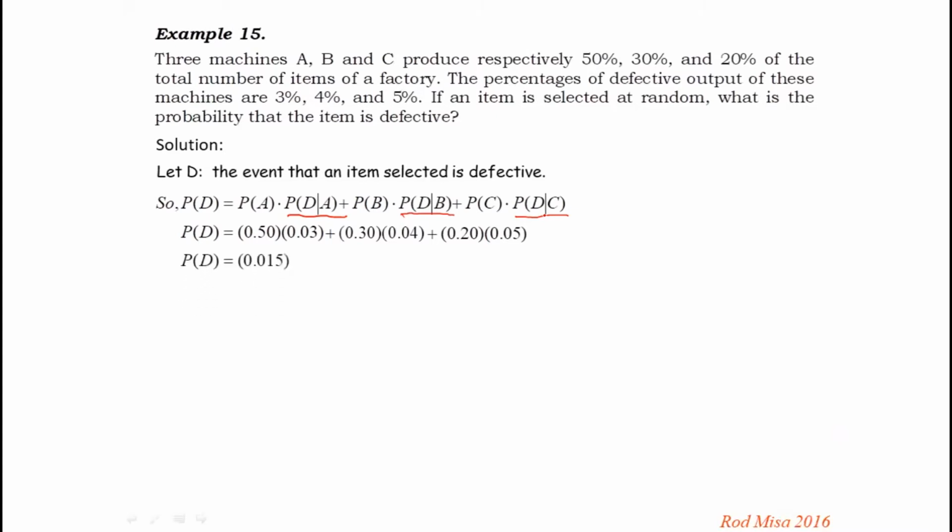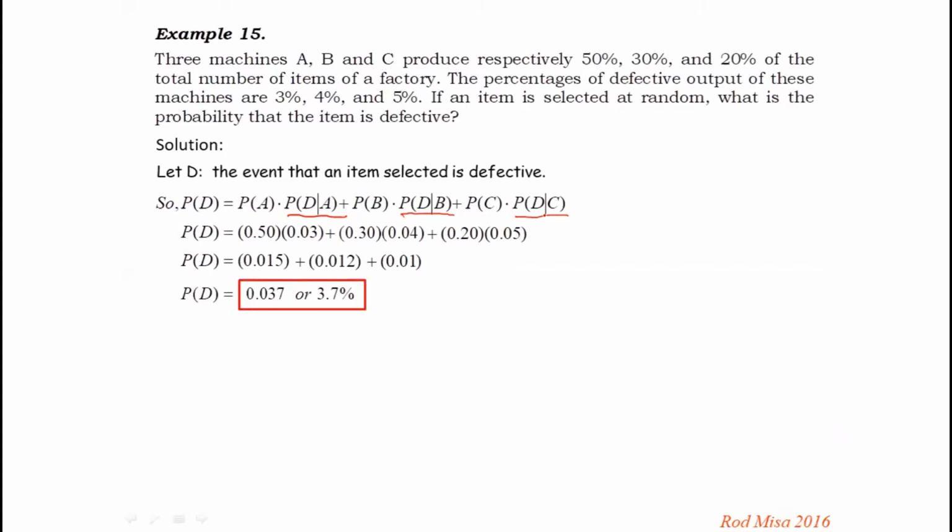So multiplying this 50% and 3%, we have 1.5%, plus the product of 30% and 4%, which is 1.2%, and the product of 20% and 5%, which is 1%. So adding these three probabilities, we have 0.037 or 3.7%.